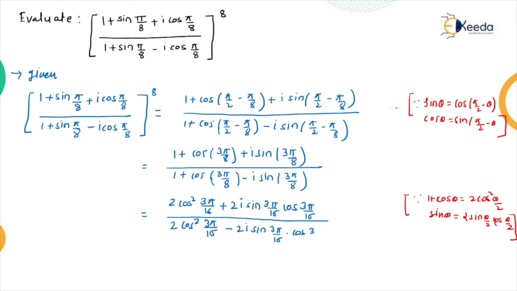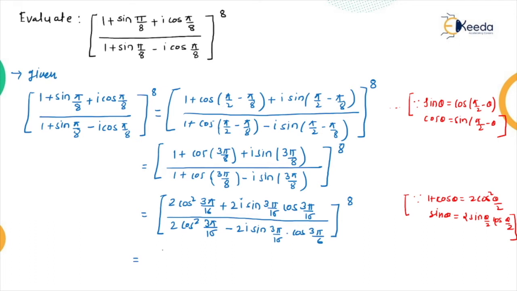into cos 3 pi divided by 16, and make sure that the total power of that complex number is 8. So I am writing the total power 8 here, guys. After this calculation, in the remaining part I am taking 2 cos square 3 pi divided by 16 as the common term.